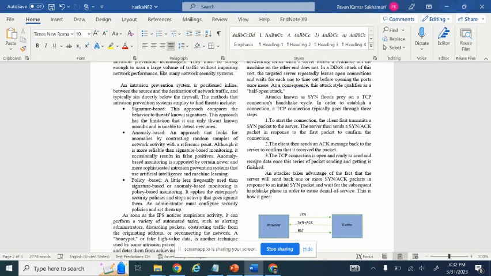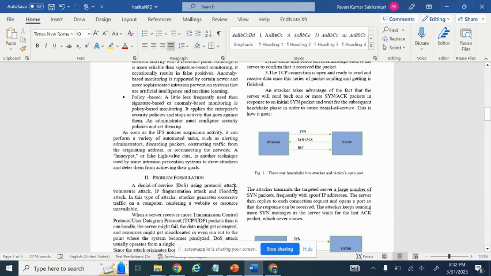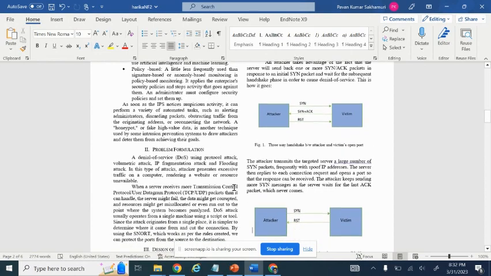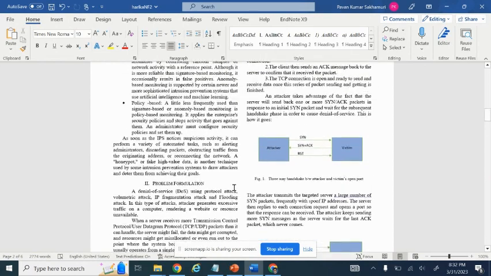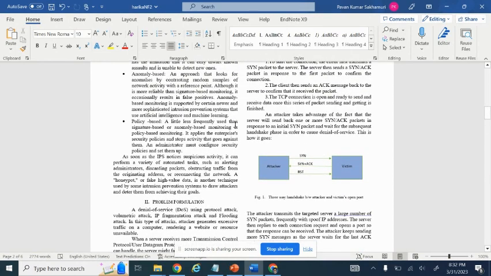Anomaly-based monitoring is supported by certain newer and more sophisticated intrusion prevention systems that use artificial intelligence and machine learning. Policy-based. A little less frequently used than signature-based or anomaly-based monitoring is policy-based monitoring. It applies the enterprise security policies and stops activity that goes against them. An administrator must configure and set up the security policies.